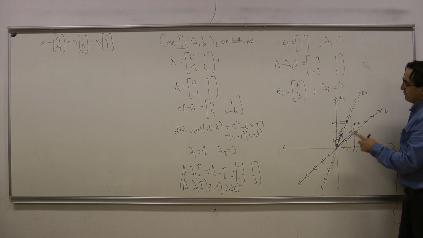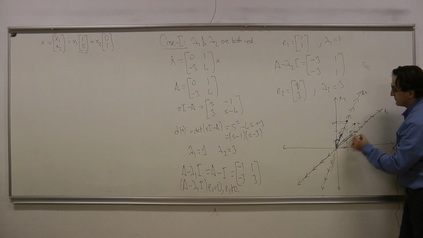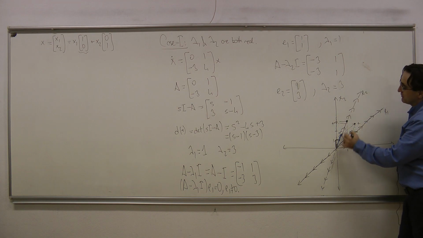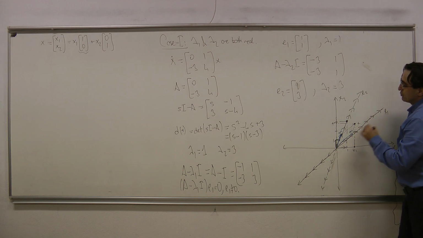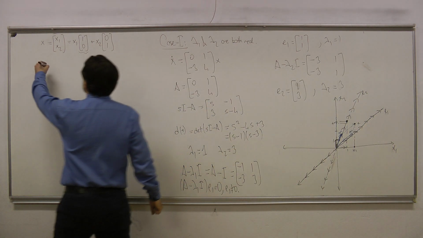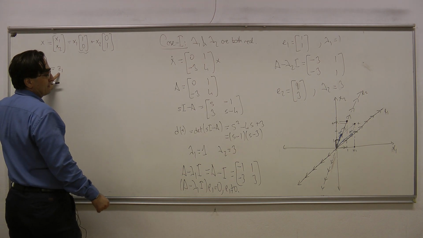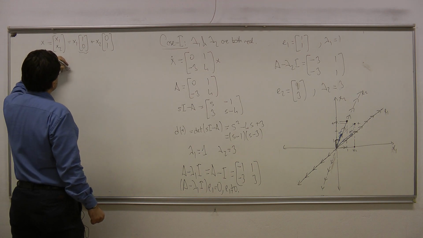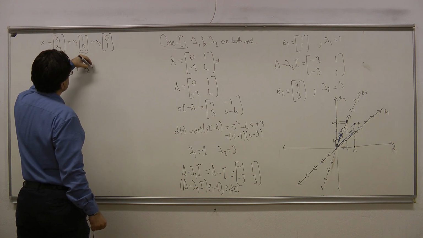Now instead of doing that, what I would like to do is express my x as z1 times this eigenvector plus z2 times this eigenvector. We know that our new axes would correspond to the eigenvectors E1 and E2. So I would like to write x as the first new axis component, z1 times E1, plus z2 times E2.